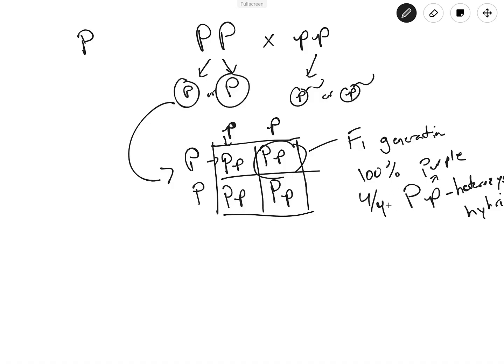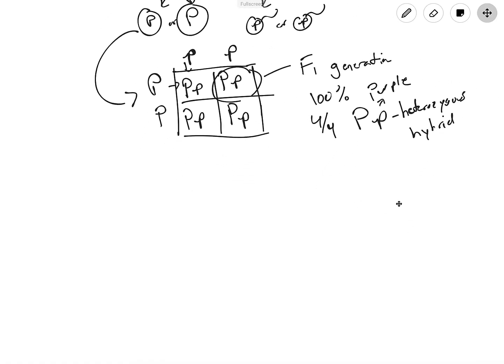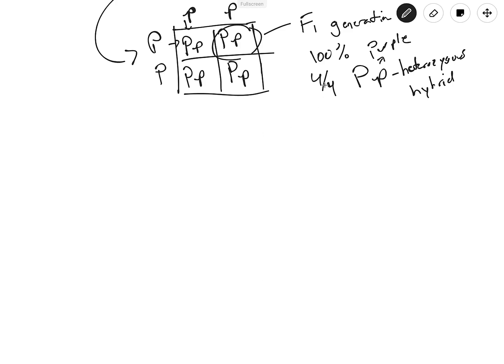So then he did another cross. Mendel mated these individuals with each other. So next we have the F1 cross, where he mated an F1 individual, which is big P, little p, with their sibling, big P, little p. Remember, this is plants, so that's okay.